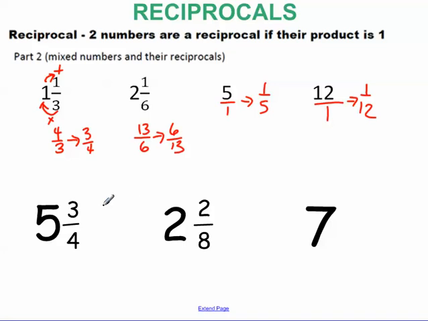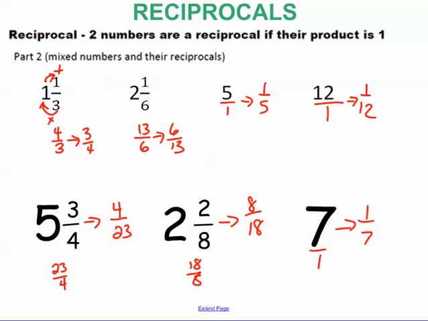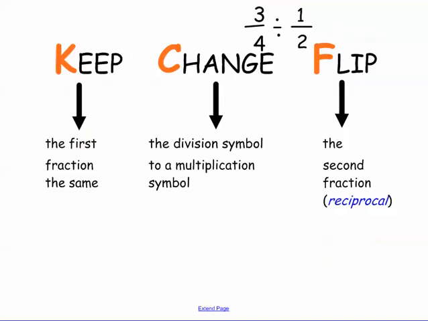All right, on your notes, would you please find the reciprocals of these numbers? Write the number itself and then write its reciprocal. So this would be 4/23. This would be 8/18. And this would be 1/7. Okay, so you need to understand reciprocals for when we're moving into division here. All right, so let's move on into division.